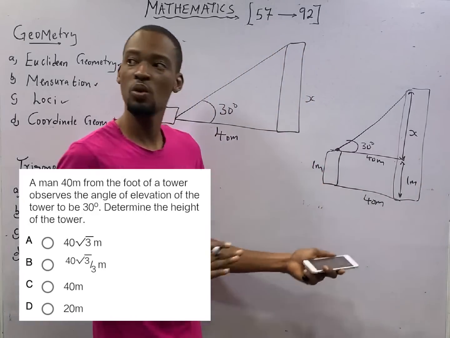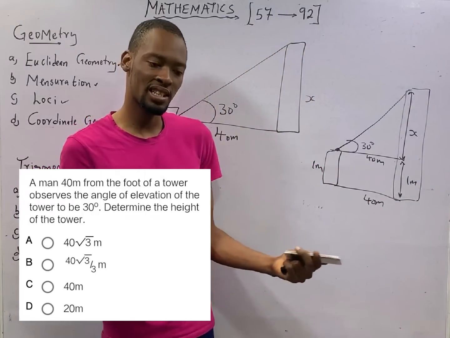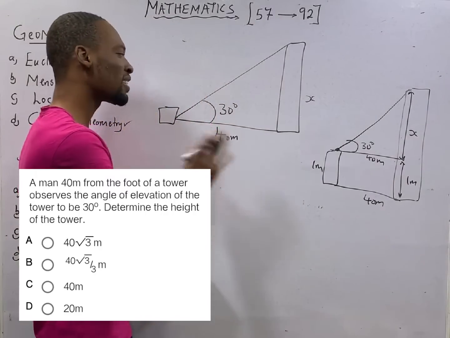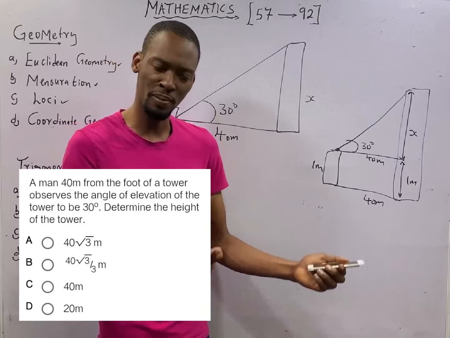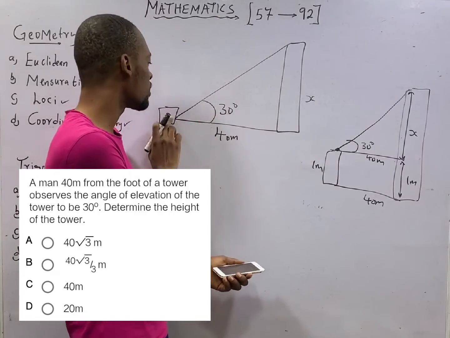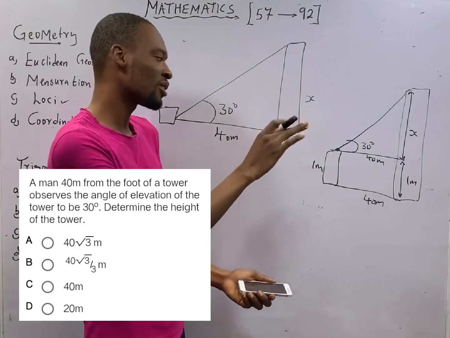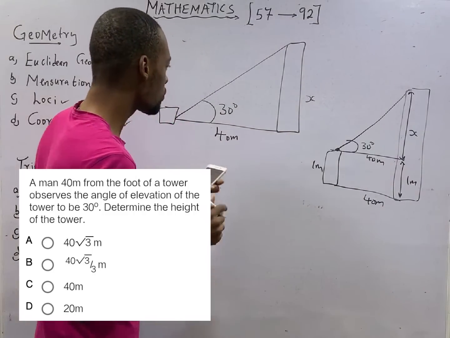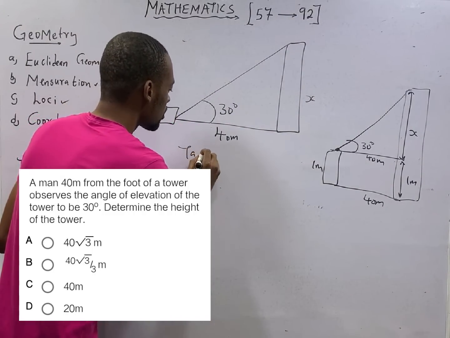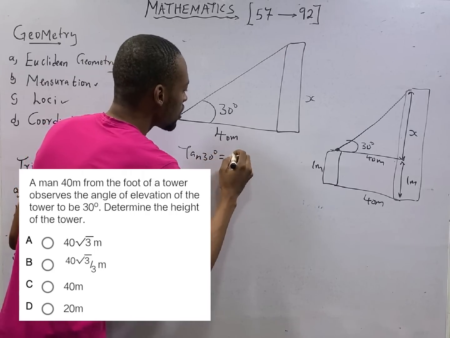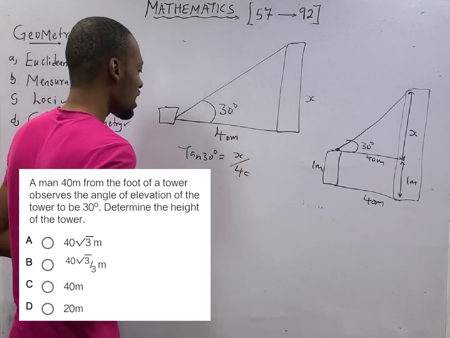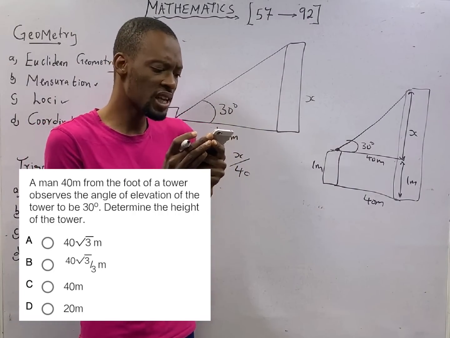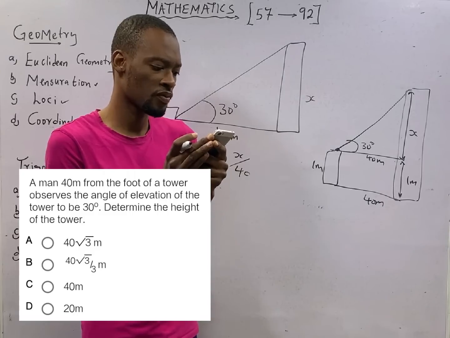Don't assume you don't know what I'm talking about, because we did that in the last question. Here, they did not give you the height of the man. So once they don't give you the height of the man, just assume the angle of elevation starts from here, and don't add anything to the height of the tower. So this will give you tan 30 degrees equals S over 40, and S is 40 tan 30 degrees. Let's see the next question.